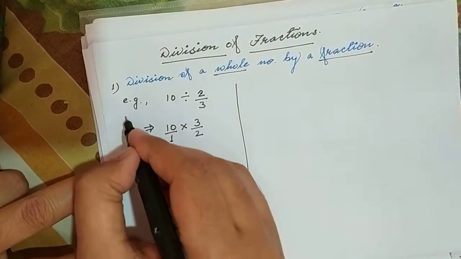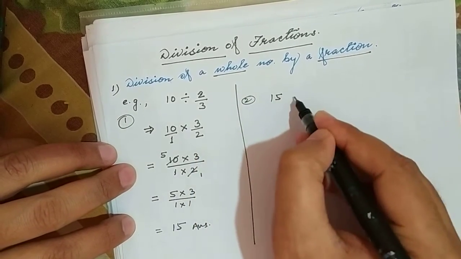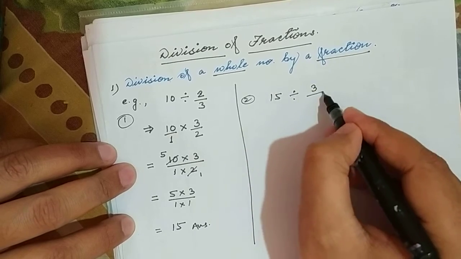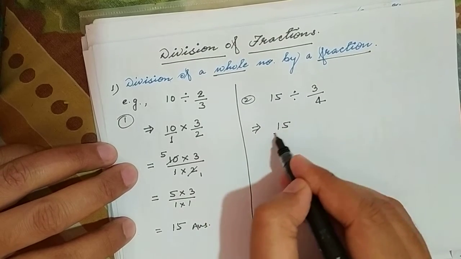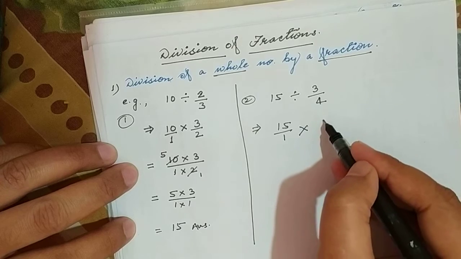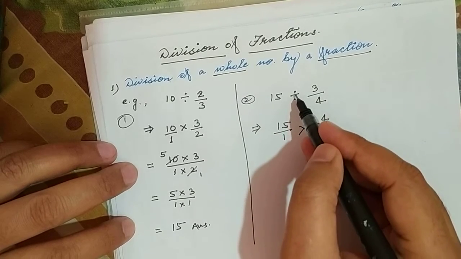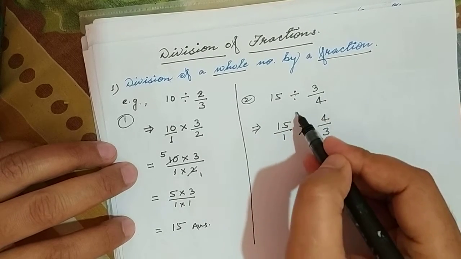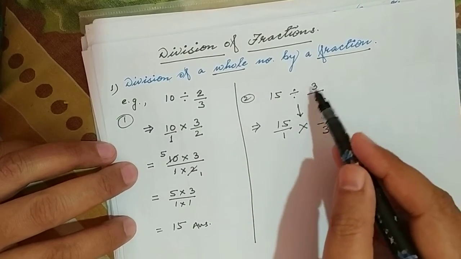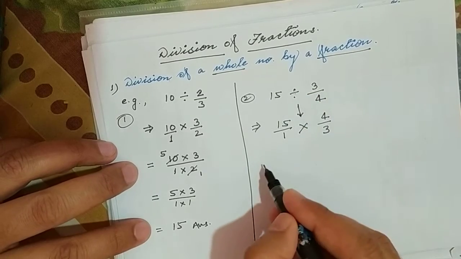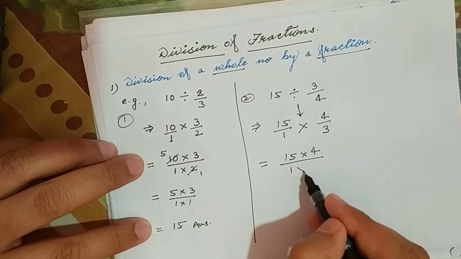One more example. Suppose we have to divide 15 by 3/4. So simply, we can write 15 as 15/1, and this division becomes multiplication by the reciprocal. After converting the division into the sign of multiplication, we just have to write the reciprocal of the next number, whether it is a whole number or a fraction. So we'll get 15 into 4 upon 1 into 3.